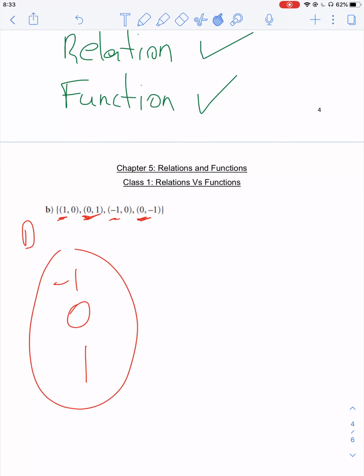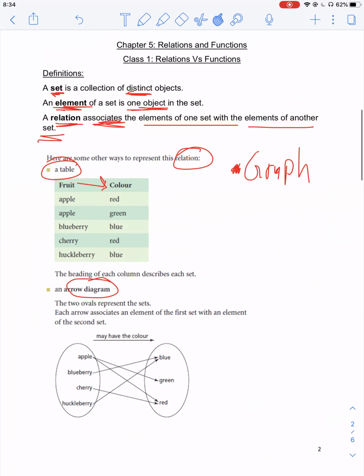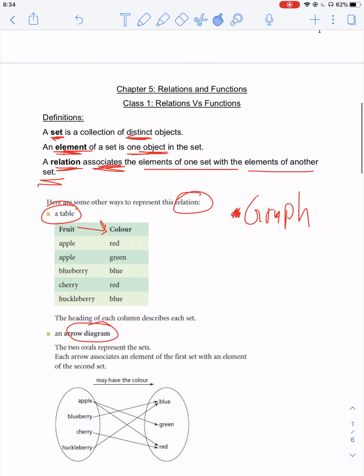Why once? Because let's go back to the definition. The definition says that a set is a collection of distinct objects.